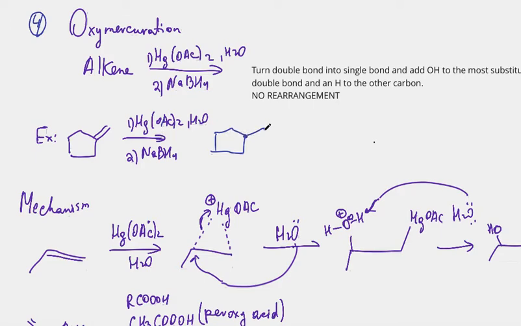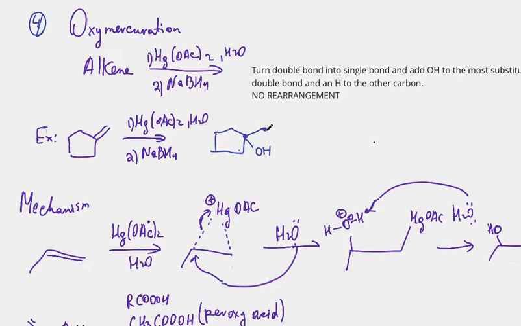My double bond was here. This carbon is attached to 1 carbon. This carbon is attached to 3 carbons. So this carbon is more substituted. It's actually tertiary. So I'm going to go ahead and give OH here. I could also put a hydrogen on this carbon, but it's not really necessary since there are already hydrogens there. We don't have to really show it.